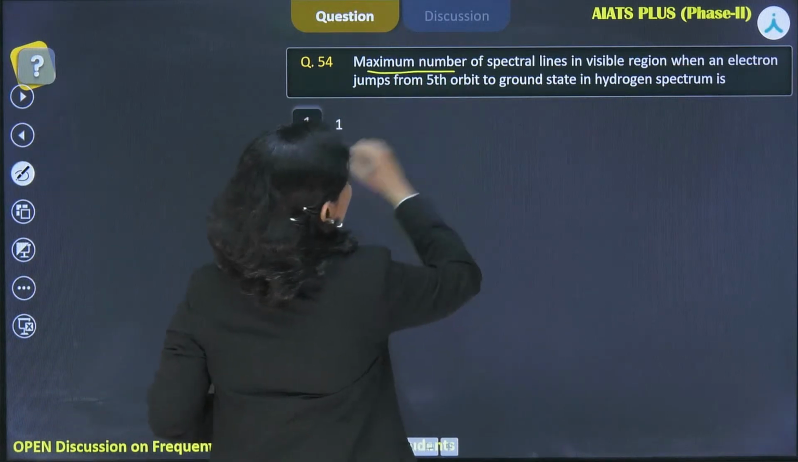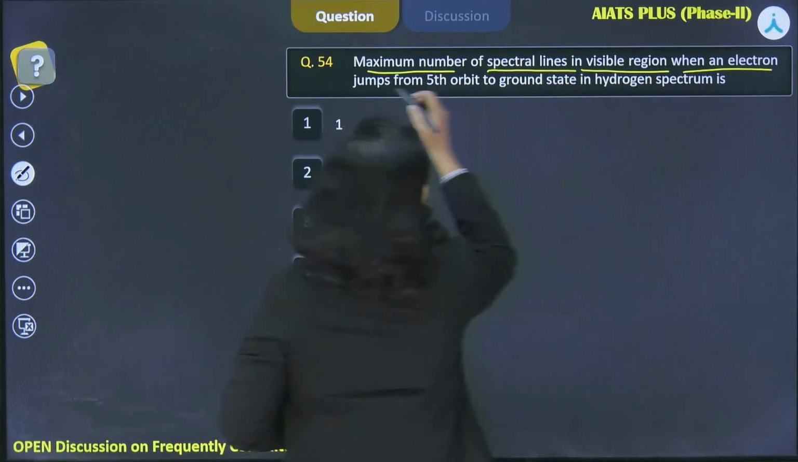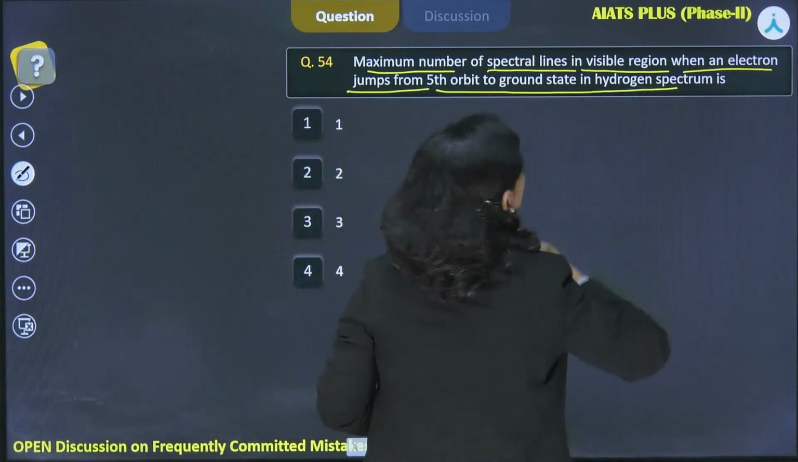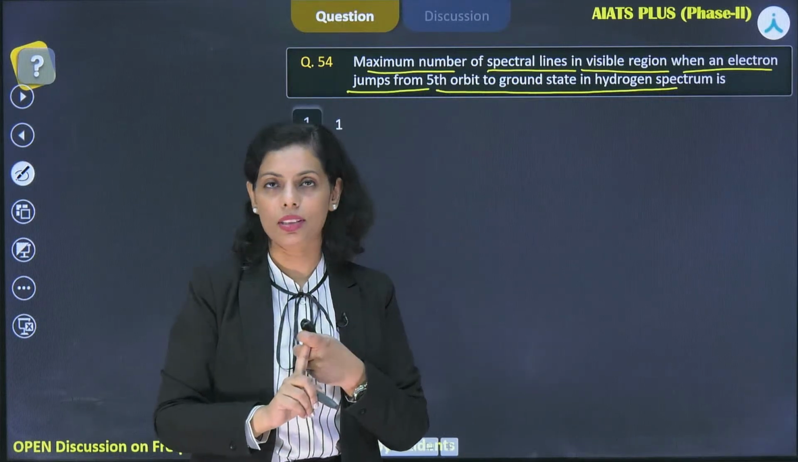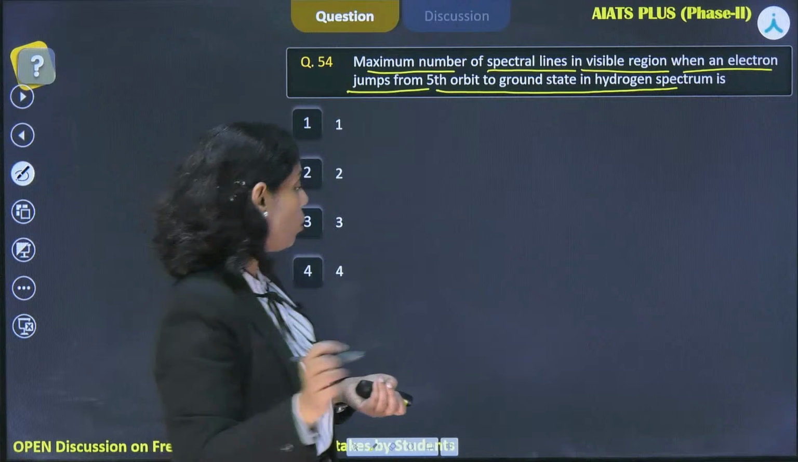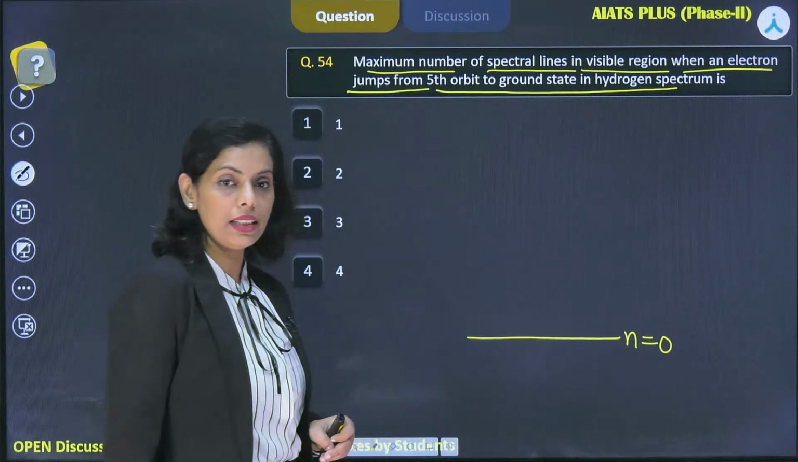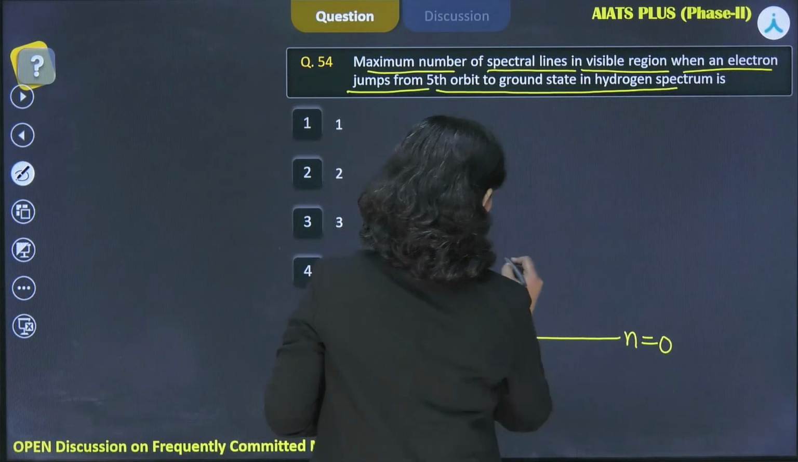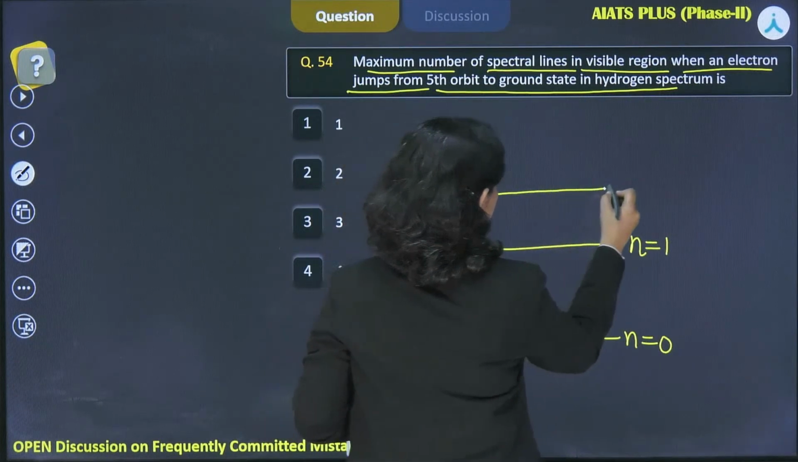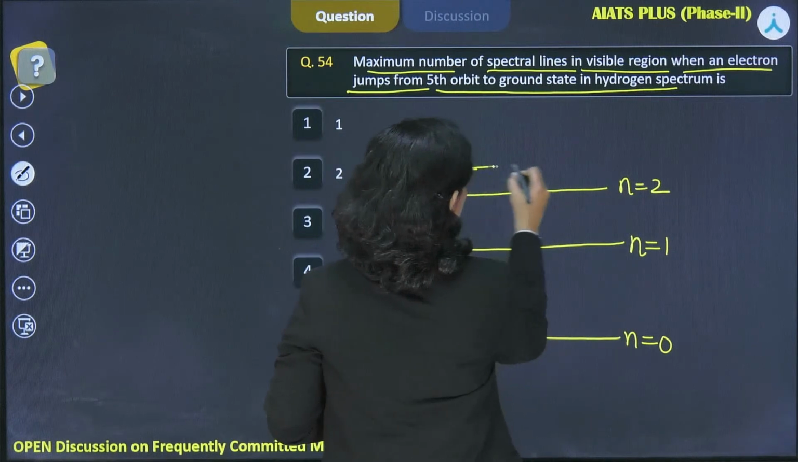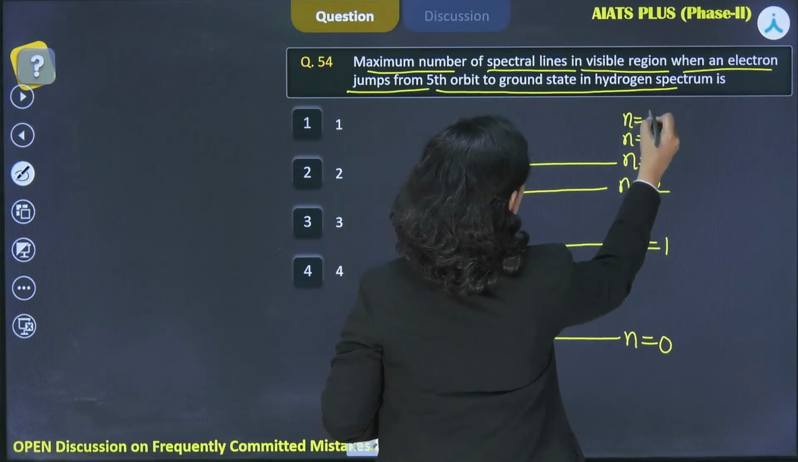Maximum number of spectral lines in the visible region when an electron jumps from the 5th orbit to the ground state in the hydrogen spectrum. The simplest type of spectrum is for hydrogen, the single electron system, uni-electron system we have. And I hope you know that n is 1 we treat as the ground state, right? Okay. Now, n is 1, and the distance increases as n is 2, then 3, 4, 5.